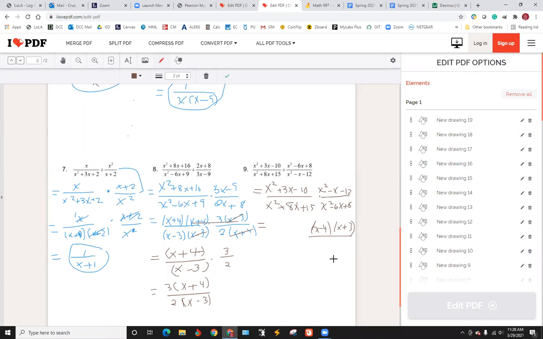All right. Now I'm going to use that as a hint on this one right down here, because this one's still down there. 3 goes into 15 5 times. So this is x plus 5, x plus 3.